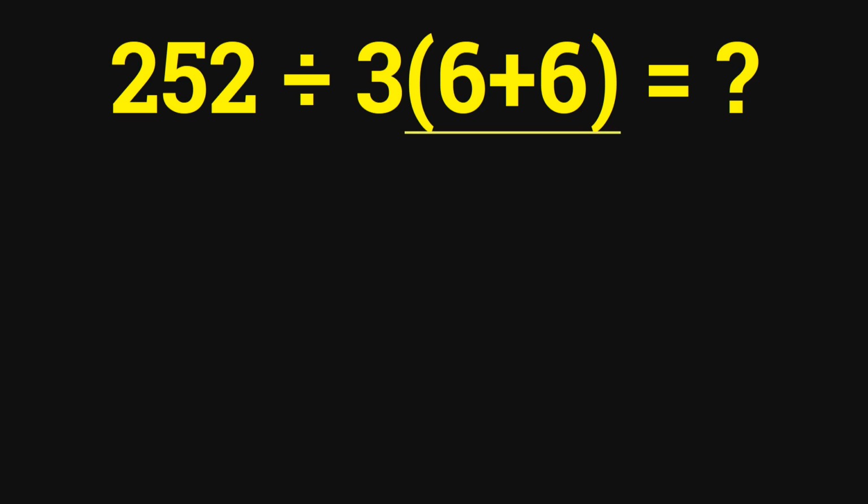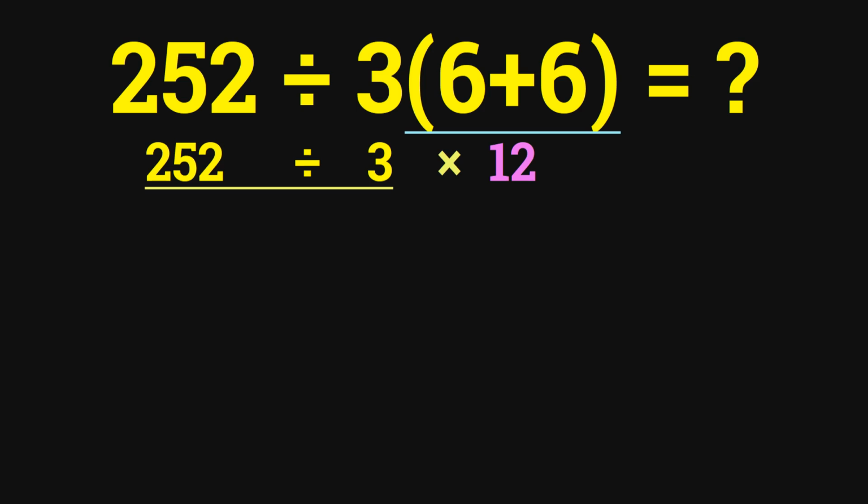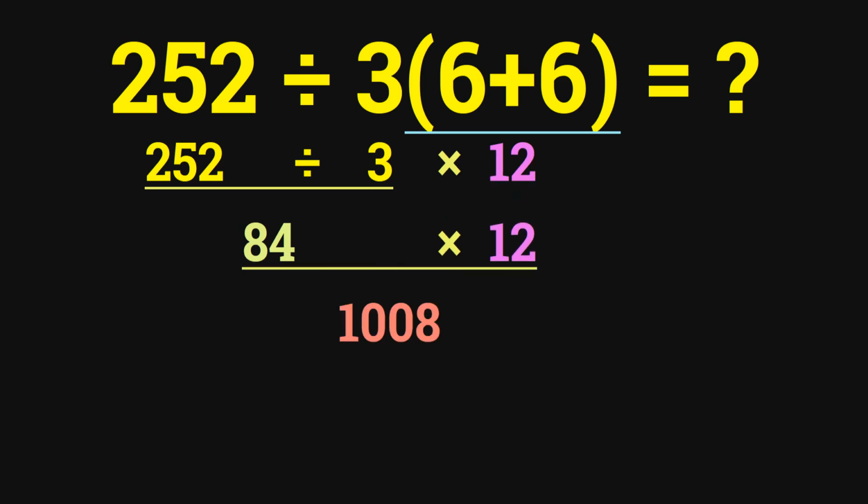So we will start with this parentheses. We have 6 plus 6 equals 12. So 252 divided by 3 times 12. Now we have this division and this multiplication. Let's take this division. 252 divided by 3 gives us 84 times 12 gives you 1008. So this was our final answer to this problem.